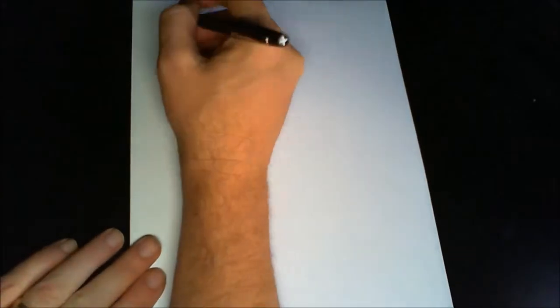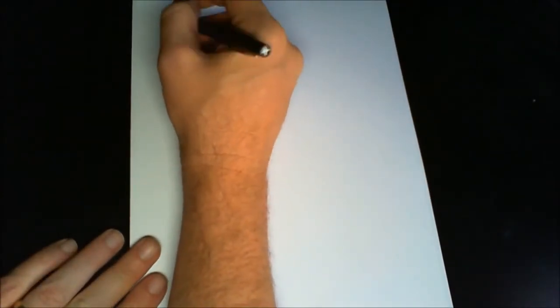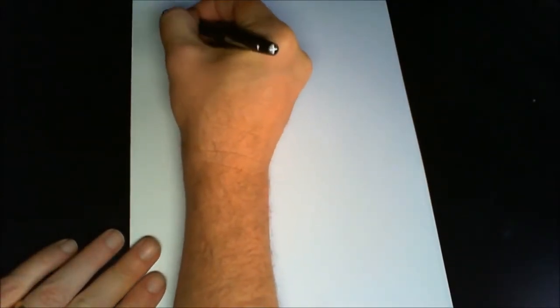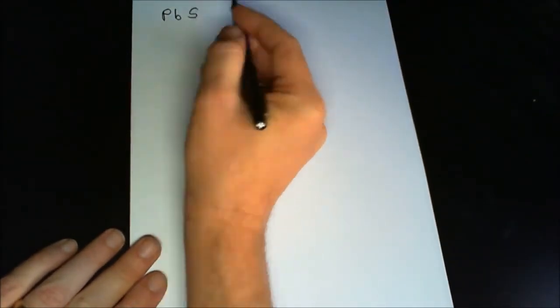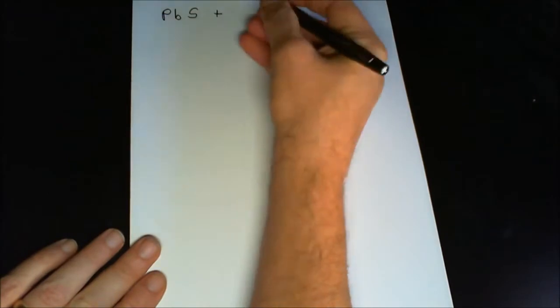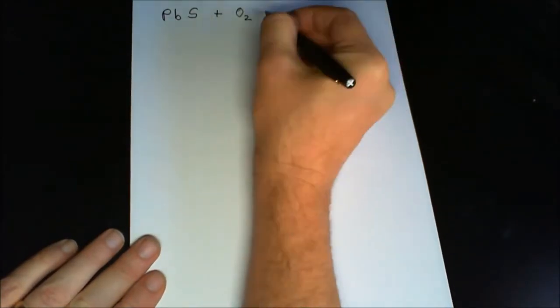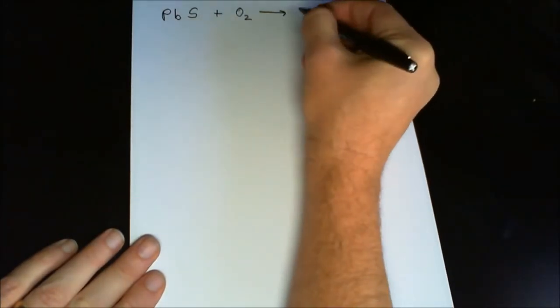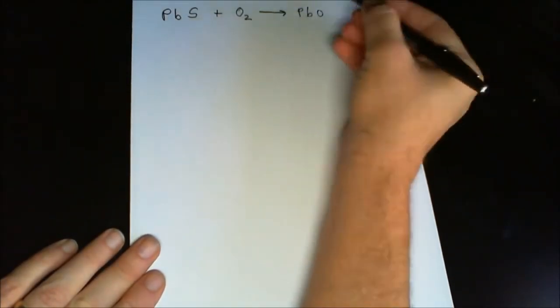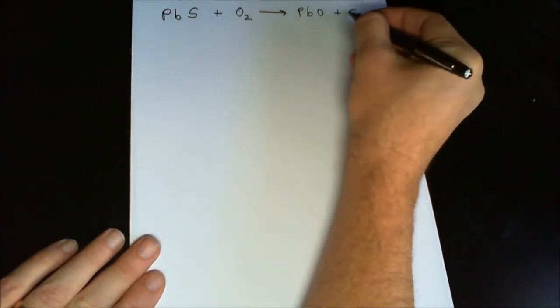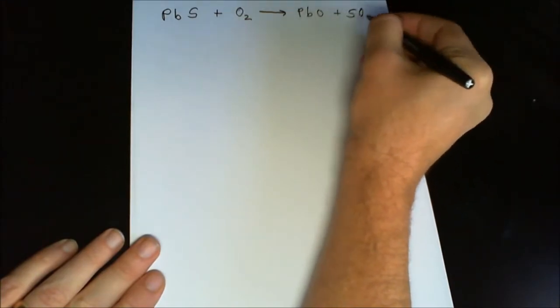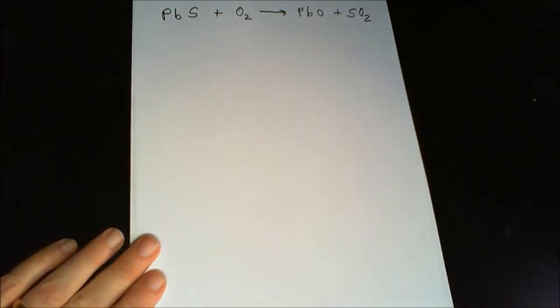So we have lead 2 sulfide, and we can start out like this. And we've got to decide what we're going to do here. It burns in oxygen. Remember, oxygen is always a diatomic, and it's going to produce lead oxide plus sulfur dioxide. Okay, there we go.